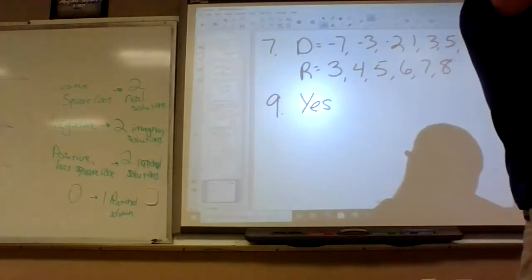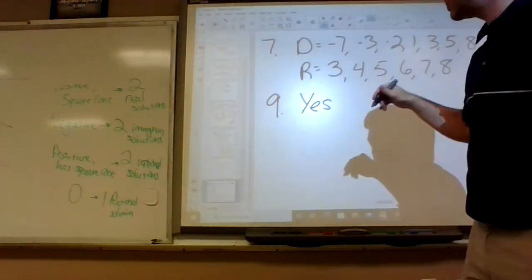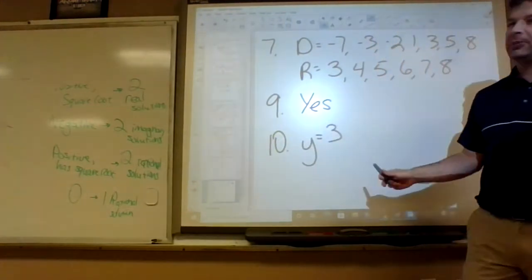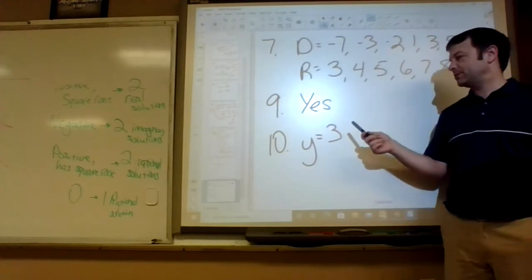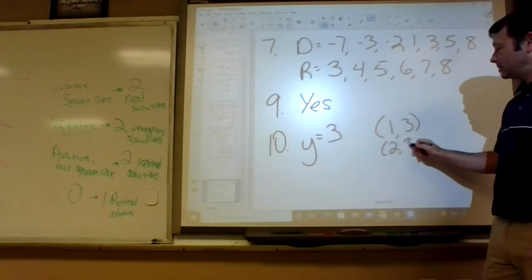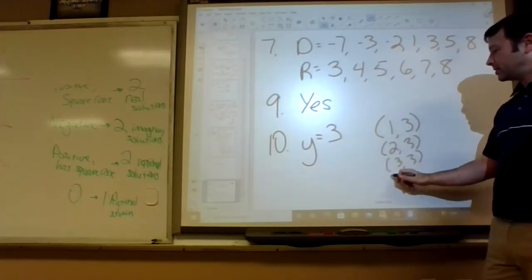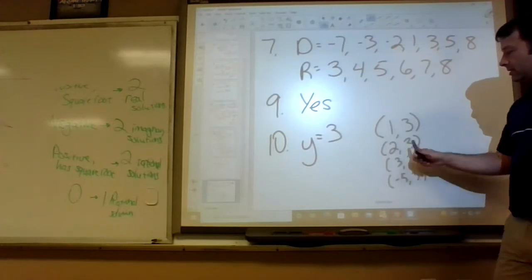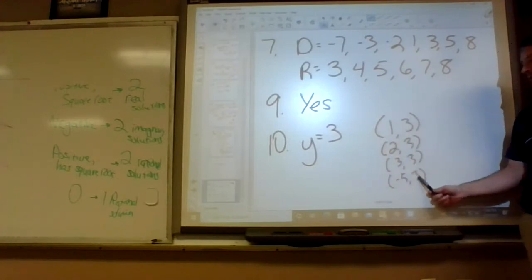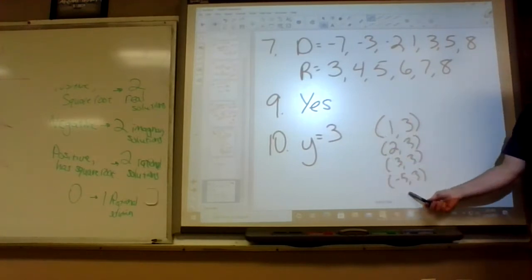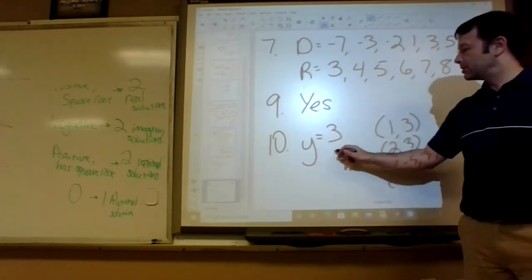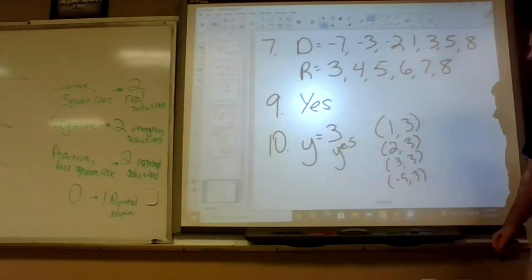Number 10, I'm going to have to help you with because it's weird. Is the relation y equals 3 a function? What does y equals 3 mean? It means no matter what x value you have, the y value is always 3. So some points could be like 1, 3, 2, 3, 3, 3, anything. Negative 5, 3. Is this a function? Yes. All the x values are different.